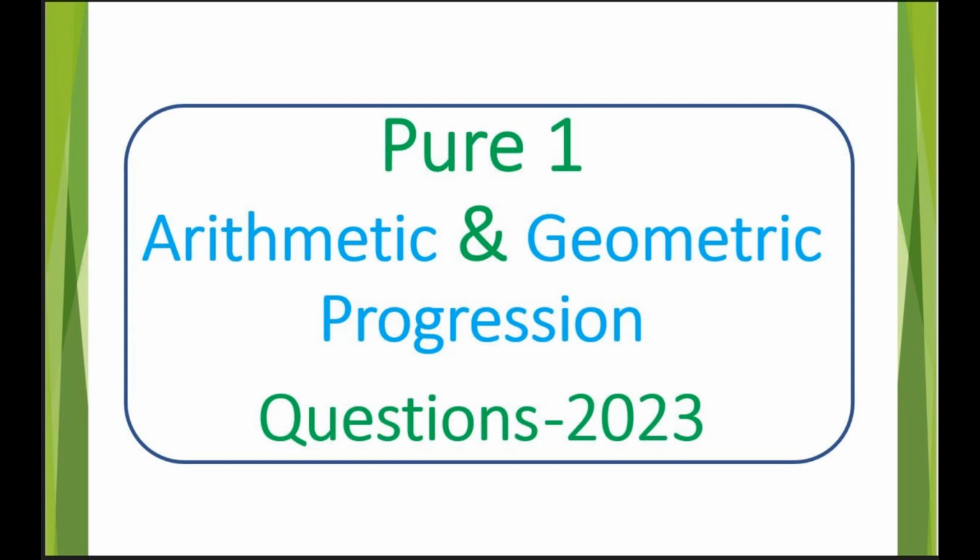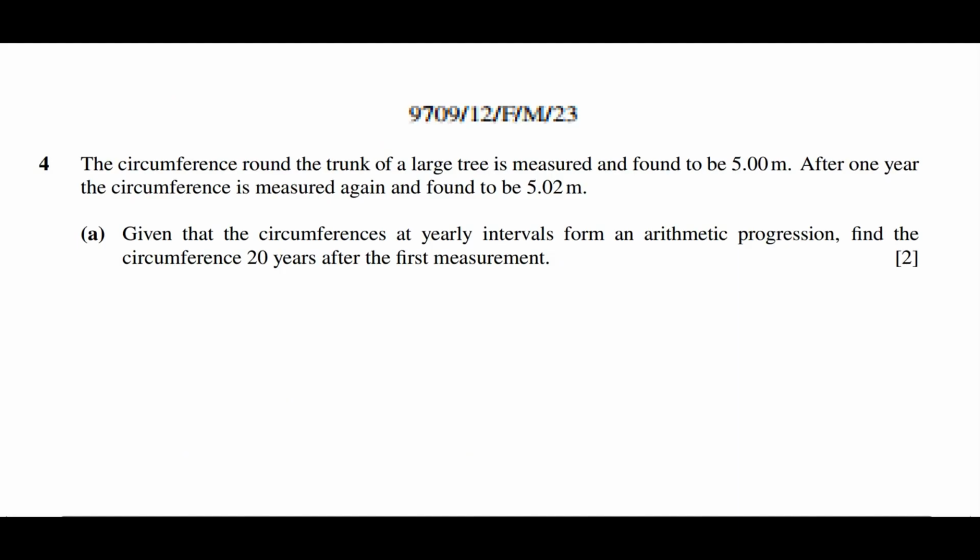In this video, we will look into the arithmetic and geometric progression questions from the 2023 question paper. This question is from the paper 12 FM 23. The circumference around the trunk of a large tree is measured and found to be 5 meter. After 1 year, the circumference is measured again and found to be 5.02 meter. Given that the circumferences at yearly intervals form an arithmetic progression, find the circumference 20 years after the first measurement.